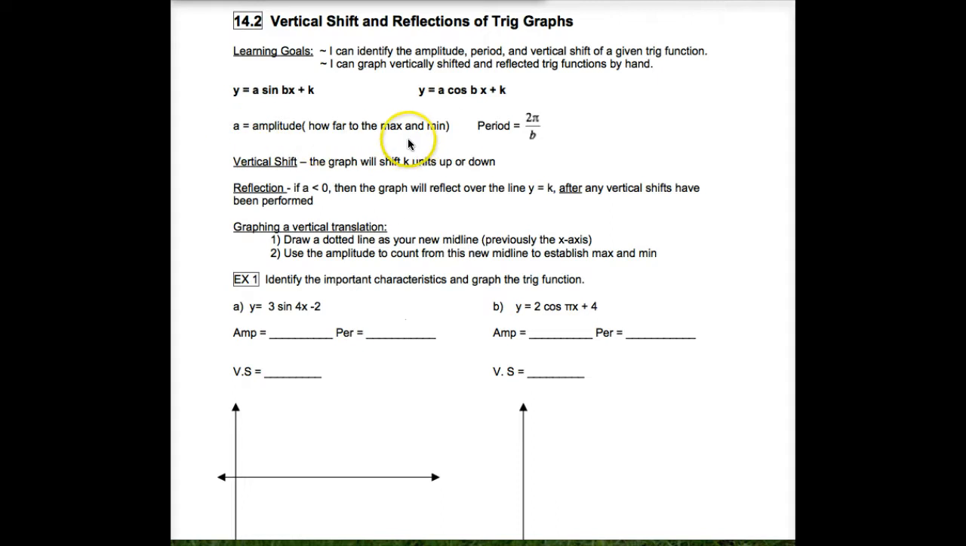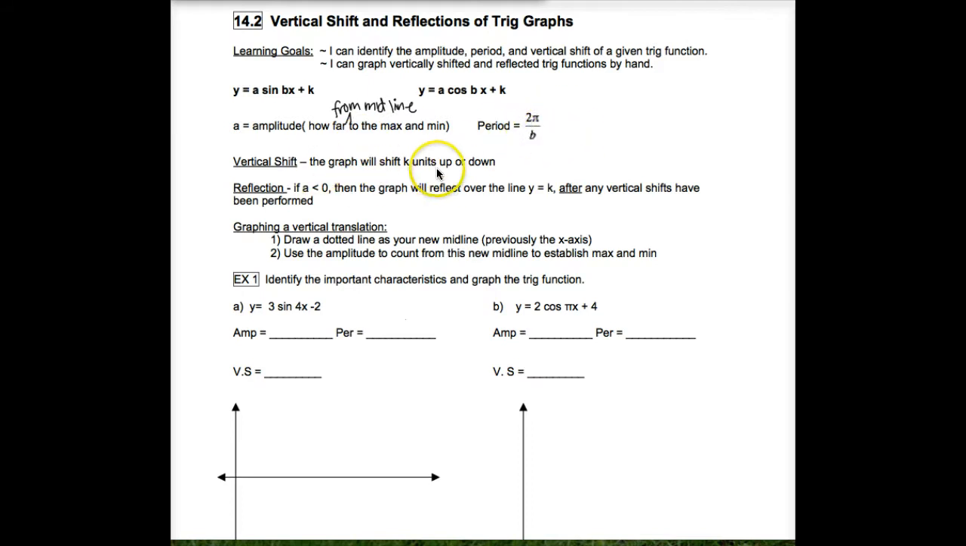So we know what amplitude is. If you've forgotten, remember it's the distance from the midline to the max. And I should put that, how far from midline to the max and the minimum is the amplitude. The period for both sine and cosine is 2 pi over b.